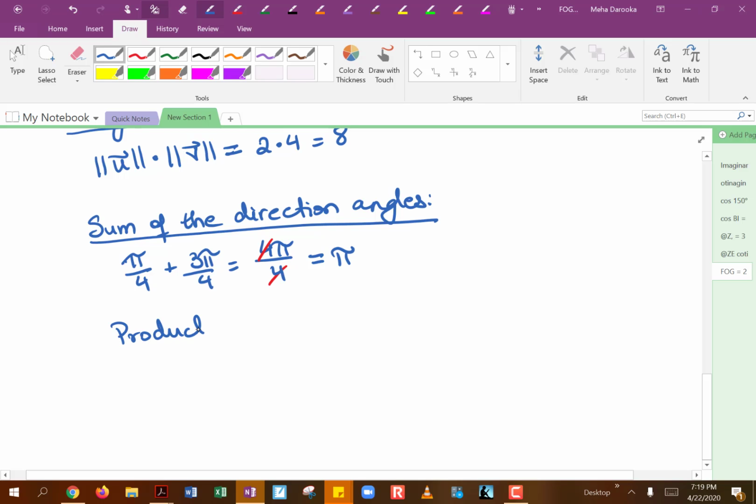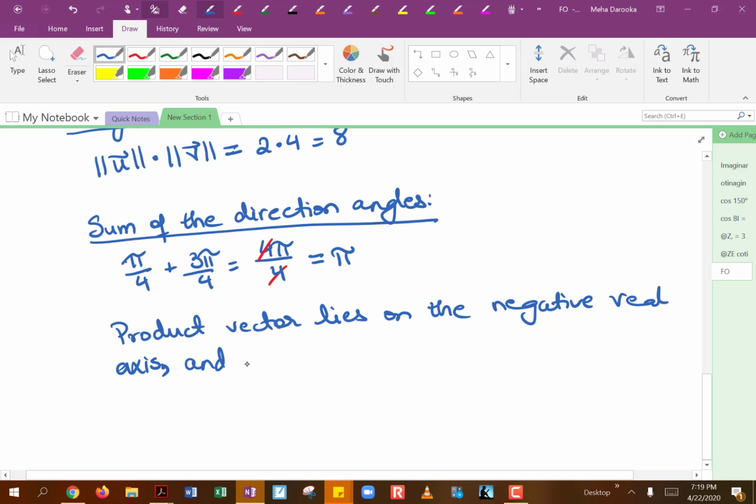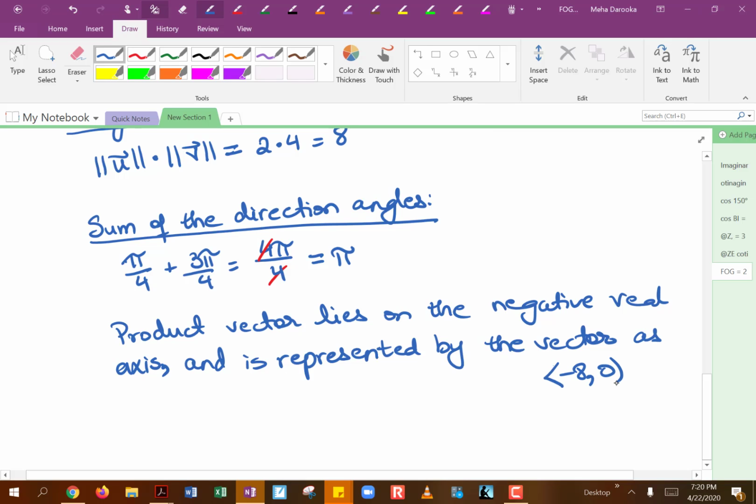So the product vector lies on the negative real axis, and it will be represented by the vector as negative 8, 0. Not a parentheses, because this is a vector.